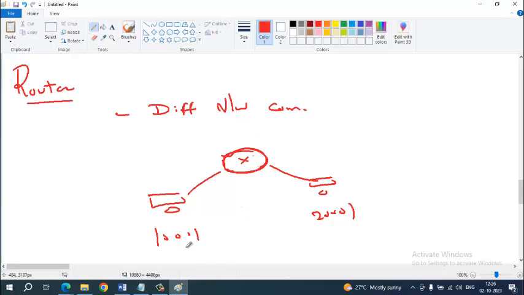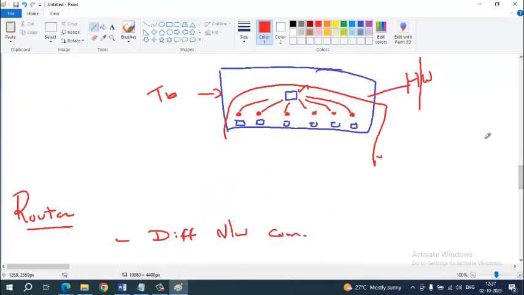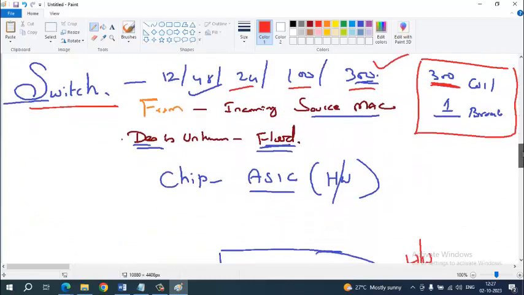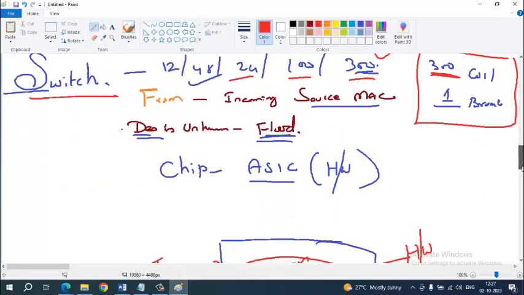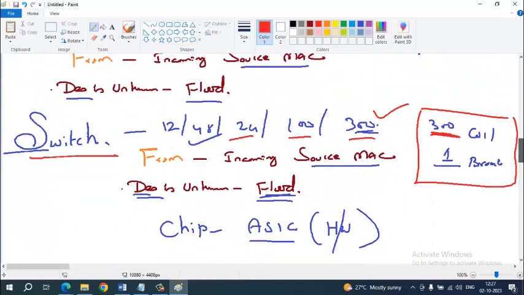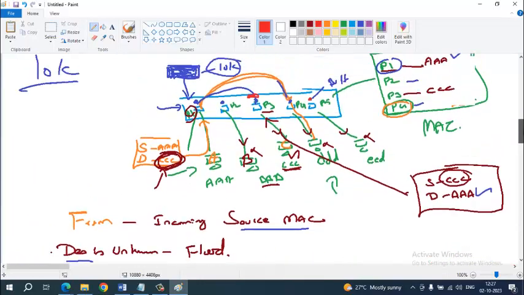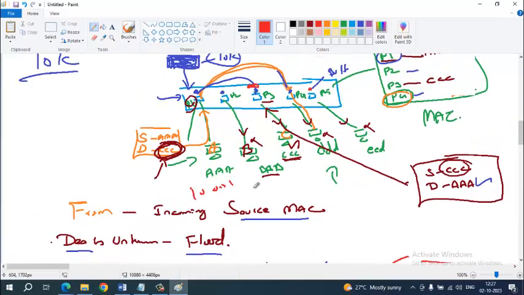Switches all need to be in the same network. Bridges also, same thing. Hub, everything you learned so far before the router is a same-network device. Here also 10.0.0.1, 10.0.0.2, 10.0.0.3, 10.0.0.4, all should be in the 10 network, otherwise they cannot communicate. So amplifier, repeater, hub, bridge, switch, all same network.